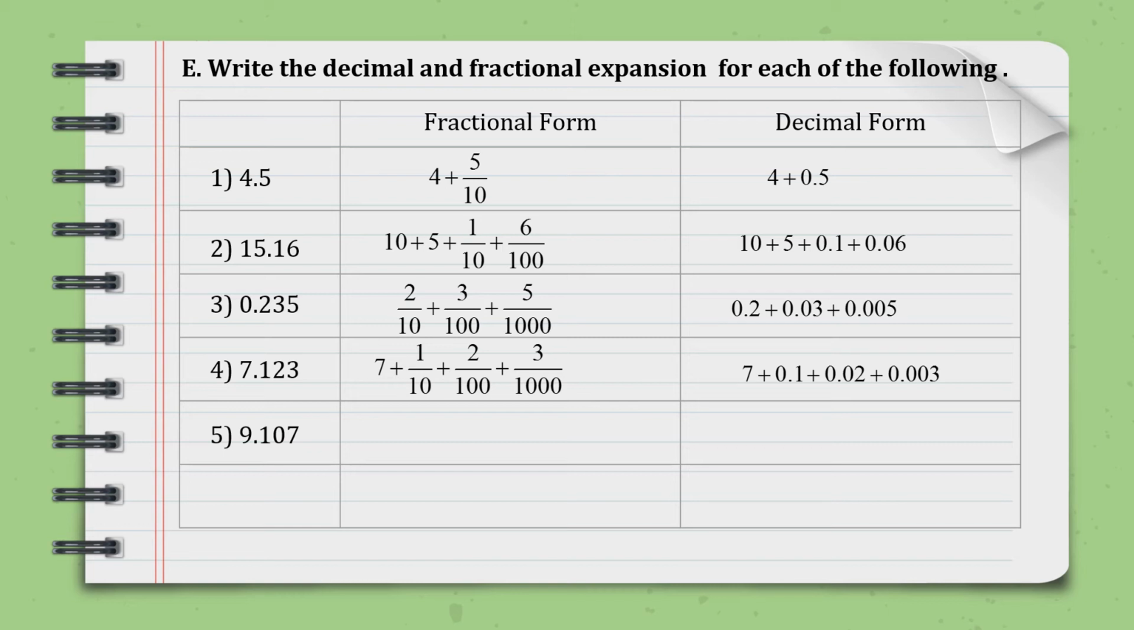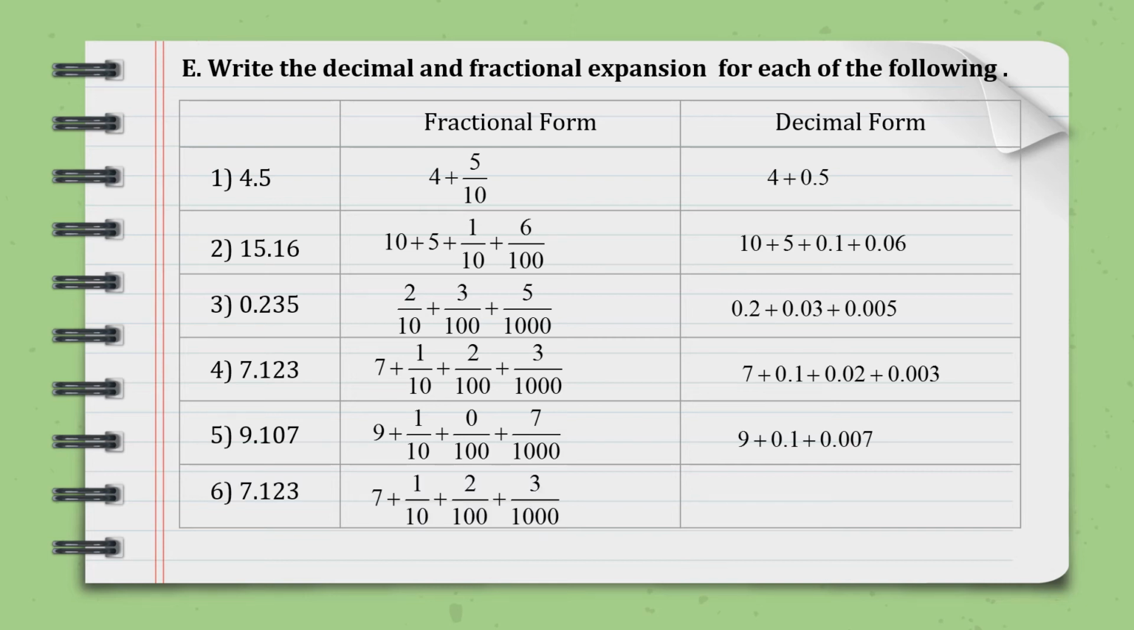Next is 9.107. So it is 9 plus 1 upon 10 plus 0 upon 100. See here 0 upon 100 and then 7 upon 1000. So here it is 9 plus 0.1 if we don't write the decimal form of 0 upon 100, it will do, because it will come 0.000, which makes no difference. Now 7 upon 1000 can be written as 0.007. So 7.123 will be 7 plus 1 upon 10 plus 2 upon 100 and 3 upon 1000.